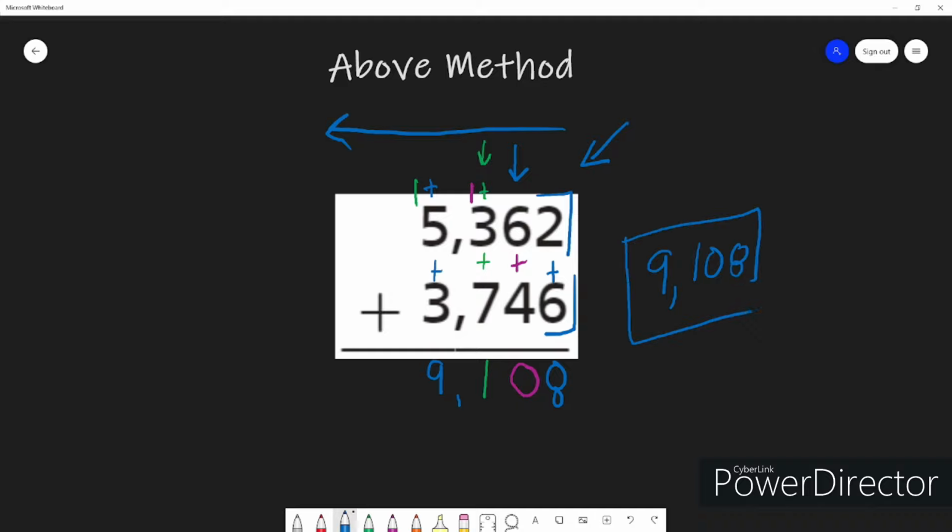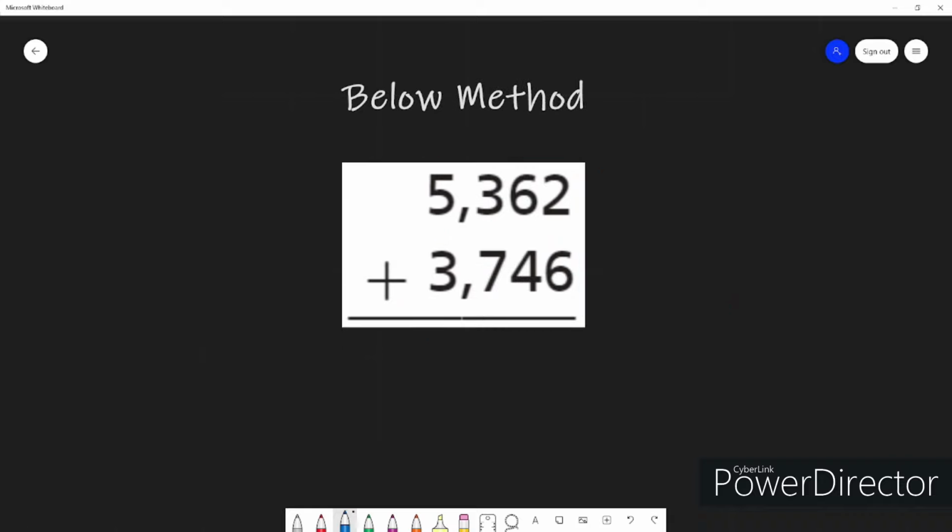And that ends our above strategy. So let's go ahead and take a look at our next strategy, which would be called the below method. So if you notice, our equation is exactly the same. It's 5,362 plus 3,746. And the only difference between the above and the below method is that instead of putting your remainder numbers at the top of the screen, you put them down near the equation line.